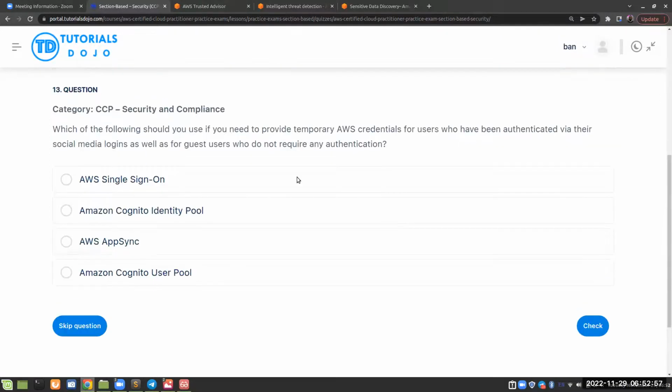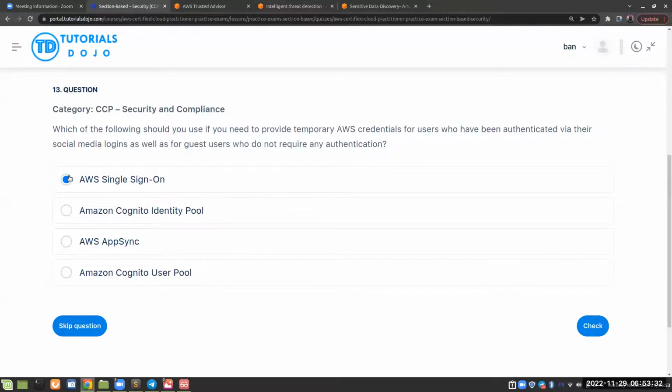I think I'll go back to Edwin again. Edwin, this is for you. Which of the following should you use if you need to provide temporary AWS credentials for users who have been authenticated through their social media logins, as well as for guest users who do not require any authentication? I think it's A. Okay, you say you think it's A.